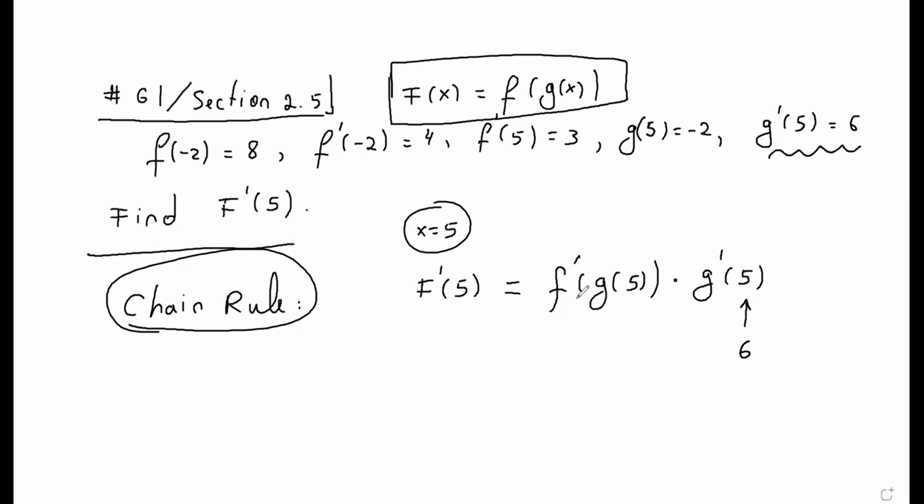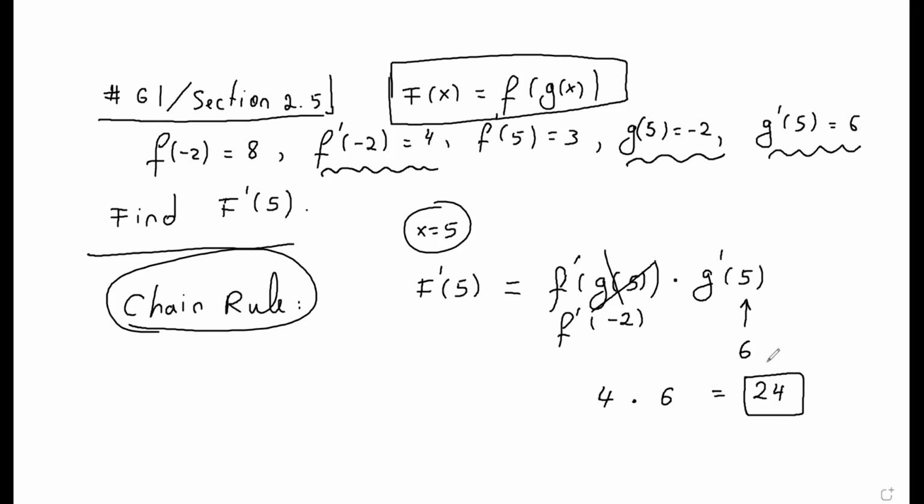So we really need to focus on finding f prime of g of 5. But what is g of 5? If we look carefully, g of 5 is -2. So this will become f prime of -2. Do we know f prime of -2? Yes, it's given, and it's 4. So the answer is 4 times 6, and that's going to be 24.